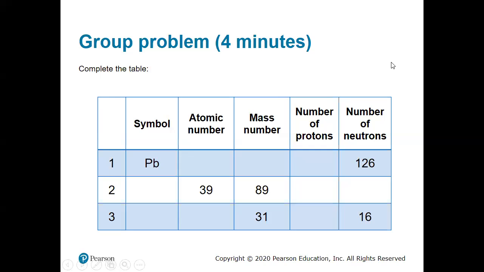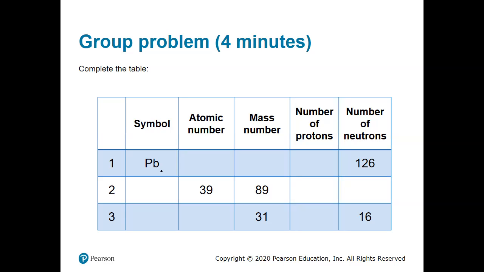Let's take a look at this first one together and see if we can't maybe resolve some of the problems. We're all kind of sitting there staring at the paper. I don't know if we all know exactly what to do. So for the first one here, lead.